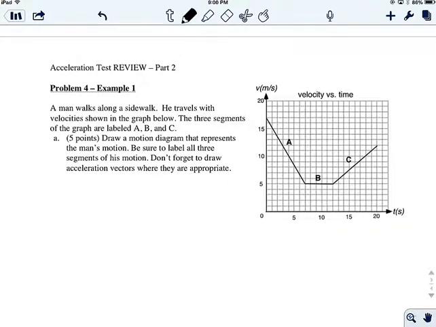Okay, guys, so now we're going to do problem 4, last video. All right, so a man walks along a sidewalk. He travels with velocity shown on the graph. The three segments of the graph are labeled A, B, C.